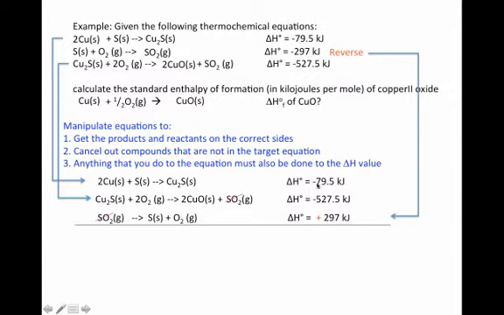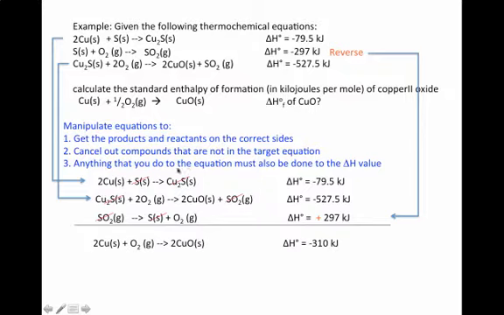Let's see what else I can do to cancel. And let's see, sulfur is not in my target equation, and this copper 1 sulfide is also not in my target equation, so they cancel out. The sulfur also cancels out, and so those compounds are not in my target equation. I think I've canceled everything out.